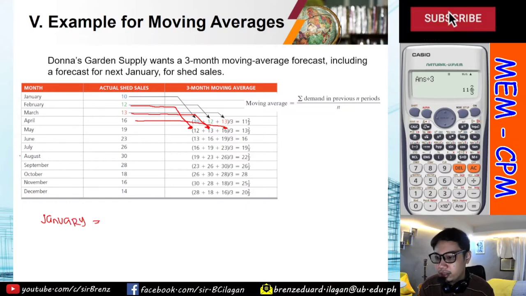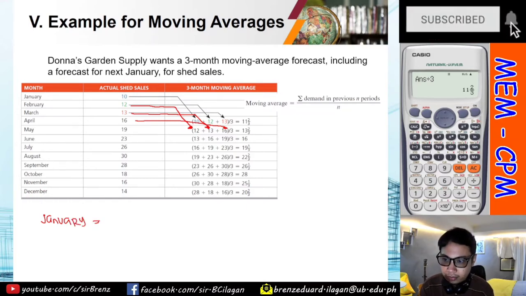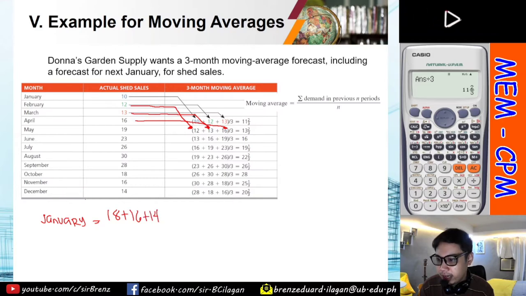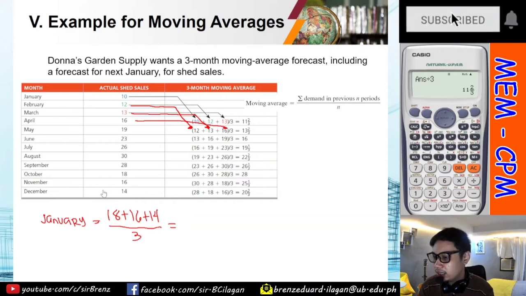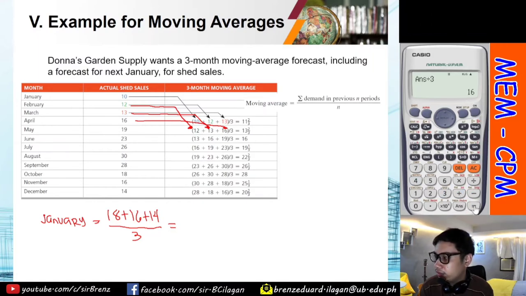So anong gagawin mo dyan? So yung sinundan na tatlong buwan, which is the October, November, and December. So just take the sum of that, 18 plus 16 plus 14, ito. So, divided by 3. So, the answer for that is, check lang natin sa calculator. So, that is 18 plus 16, then plus 14. So, divided by 3. So, that is 16. So, the answer for this is 16. Okay?